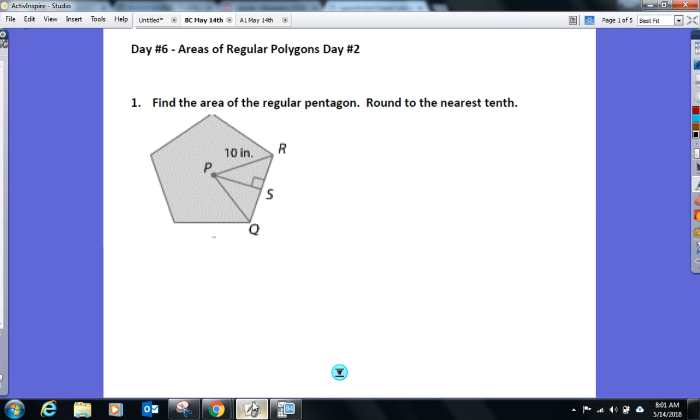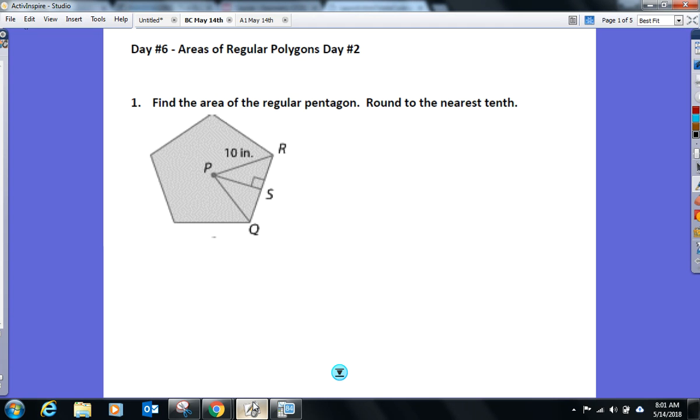Okay, let's get right to it. Again, day 2 of these regular polygons, but what happens when you don't have a 30, 60, 45, 45, and Pythag is out the window? All right, what do I rely on then? First one here, you got a regular pentagon. I want to find the area.